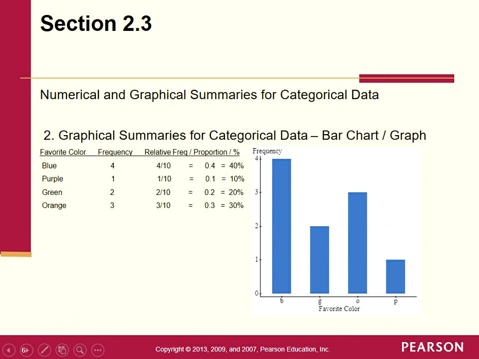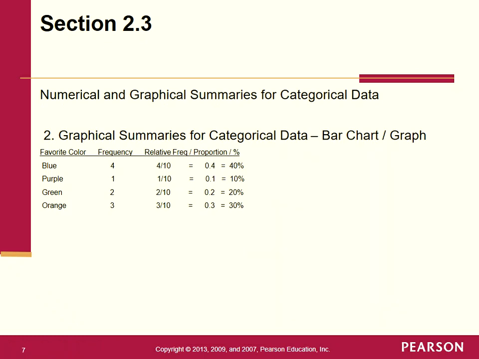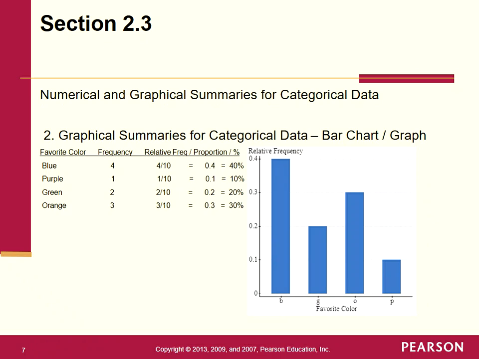The reason we put spaces in here is that this axis down here shows the categories of the variable: blue, green, orange, purple. There's really no rhyme or reason, no real order to this. I could have put them in any order that I wanted to, so we put spaces in between. So blue had a frequency of 4, green had 2, orange had 3, and 1 for purple. So that's the bar chart. Now, could you have put something else over on the side? Yes, you could have put relative frequency or proportion.